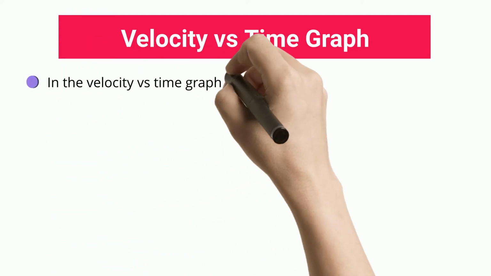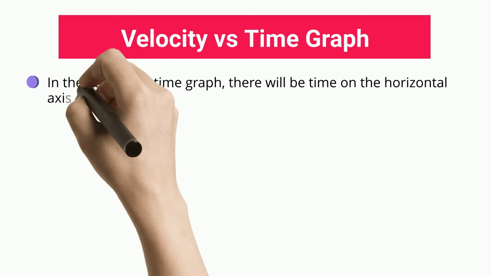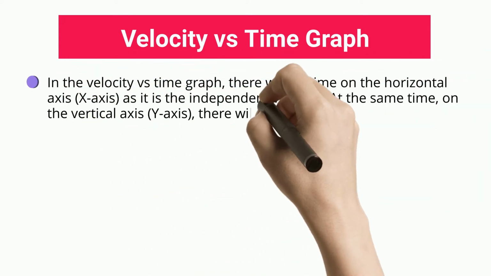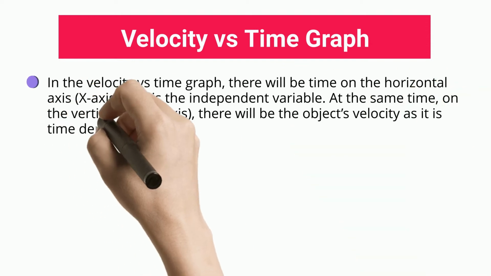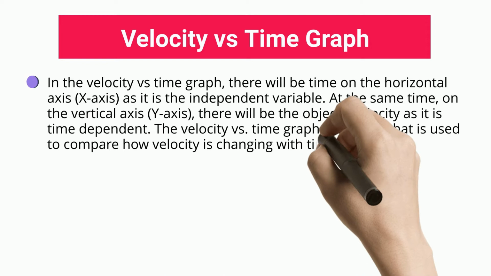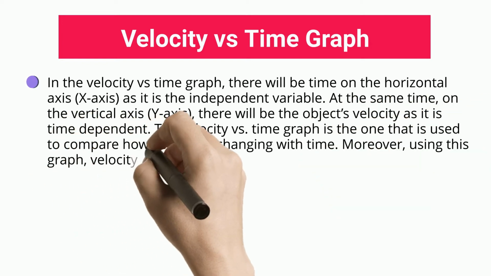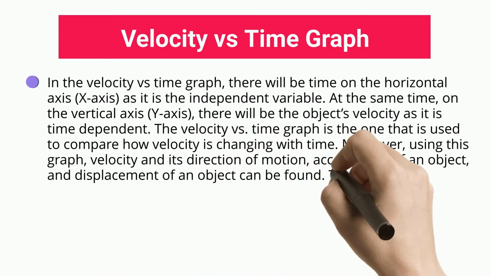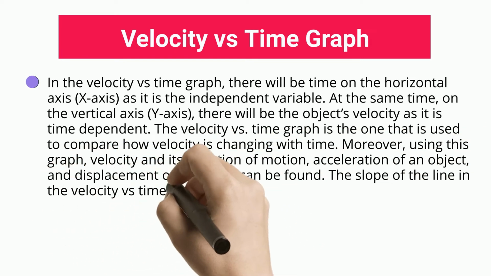In the velocity versus time graph, there will be time on the horizontal axis, x-axis, as it is the independent variable. At the same time, on the vertical axis, y-axis, there will be the object's velocity as it is time-dependent. The velocity versus time graph is the one that is used to compare how velocity is changing with time.